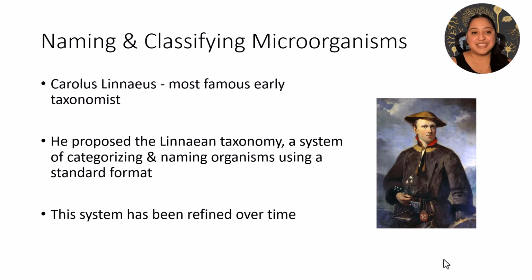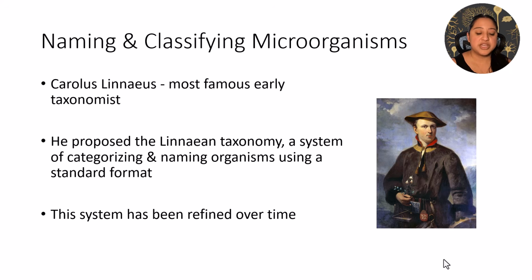Another famous scientist is Carolus Linnaeus. He was the earliest taxonomist, trying to figure out, okay, there are all these living organisms, how do we group them to organize and study them efficiently? He proposed a system that's now known as the Linnaean taxonomy. This is a system of categorizing and naming organisms using a standard format so that around the world we can know what organism we're referring to, even though we might have different casual names for things. If we have a standard naming system worldwide, then no matter where a scientist is, you can communicate and study the same organism and know you're talking about the same thing.